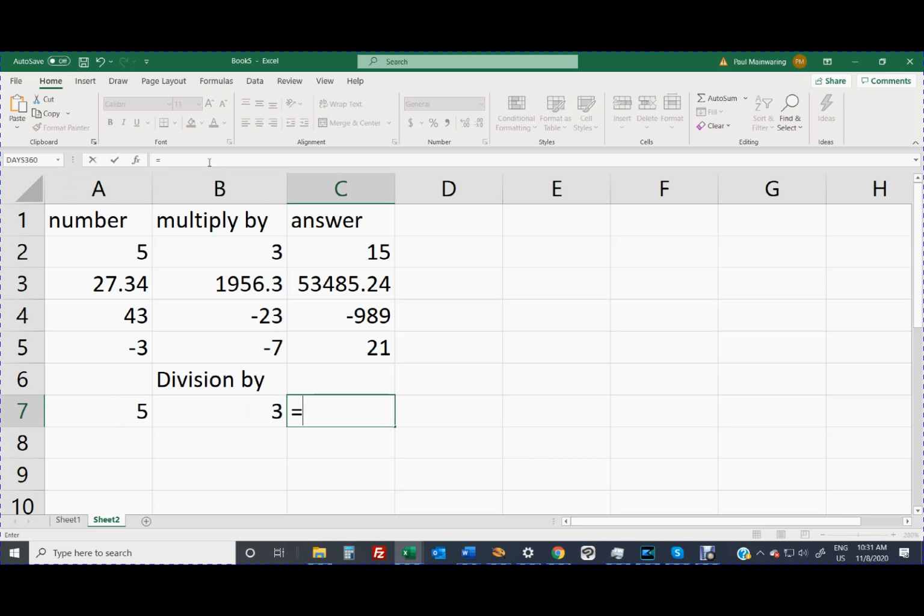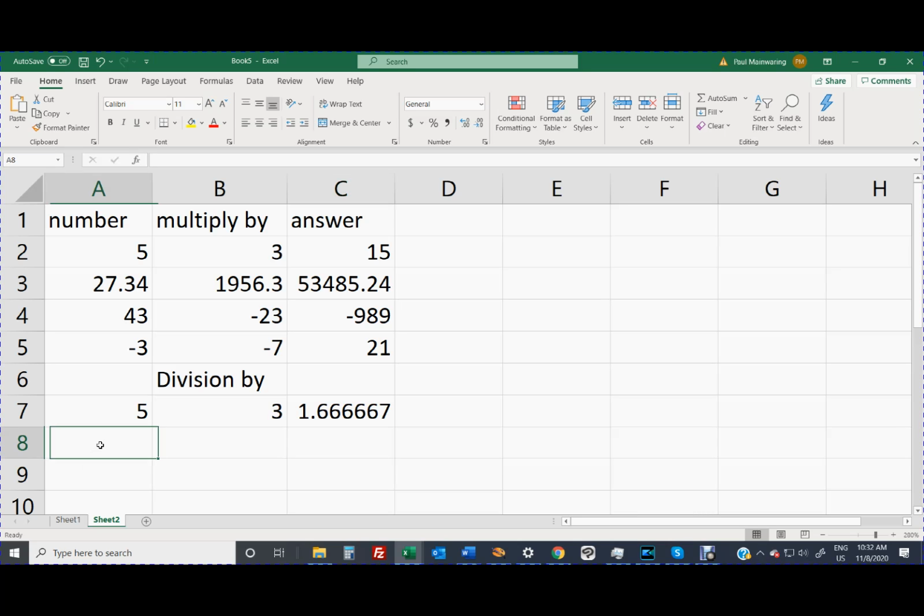Equals, right? So far so good. Equals 5, column A, row 7, and divided by column B, row 7. And there it is, 1.666667. It's a recurring number, but it's simple. Okay? So again, we can use 27.34.